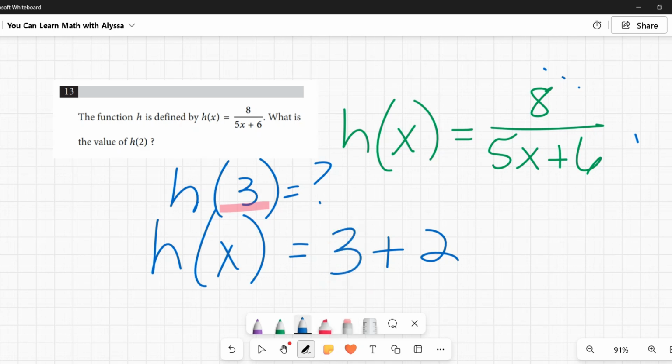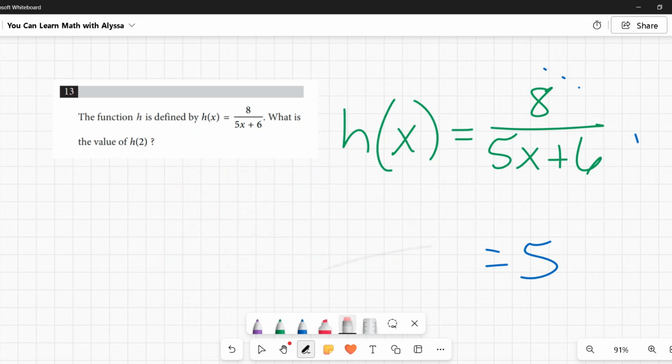So I put in a 3 and I get 3 plus 2 equals 5. And I go, okay, then my output is 5. h of 3 is 5. And that is what evaluating a function is. So if they ever tell you to evaluate this function for 5 or that kind of thing, that's what they mean.